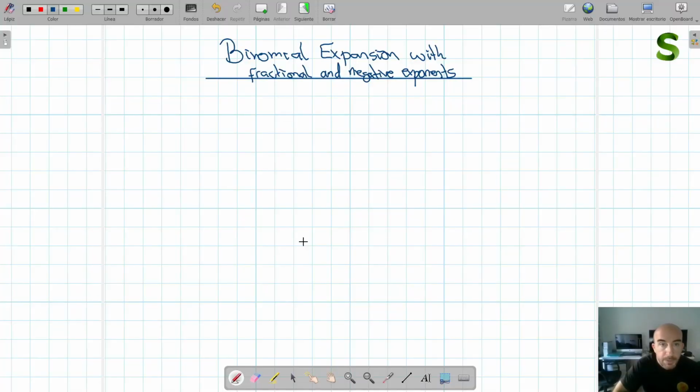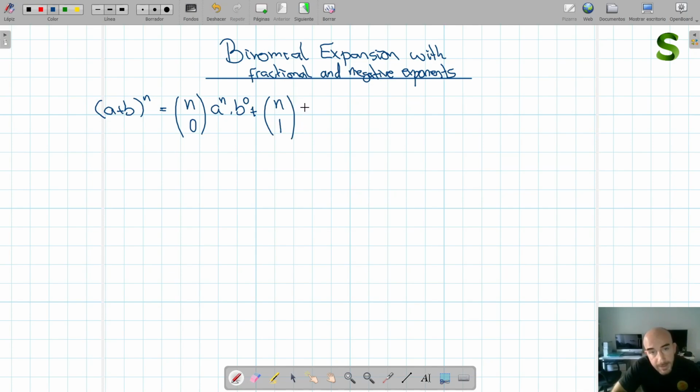Hello, today we're going to study the binomial expansion with fractional or negative exponents. So, binomial expansion is not very difficult. You basically apply this formula, which is (a + b), remember that plus could be a minus, to the power of n equals n over 0, a to the power of n, b to the power of 0, plus n over 1, a to the power of n minus 1, b to the power of 1, plus n over 2, a to the power of n minus 2, b to the power of 2, plus, and so on and so forth.